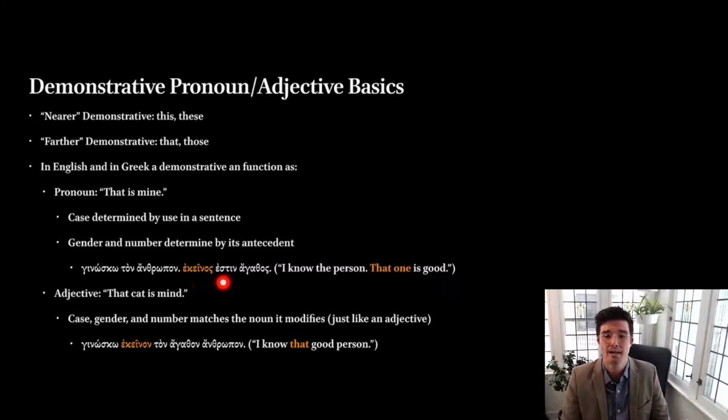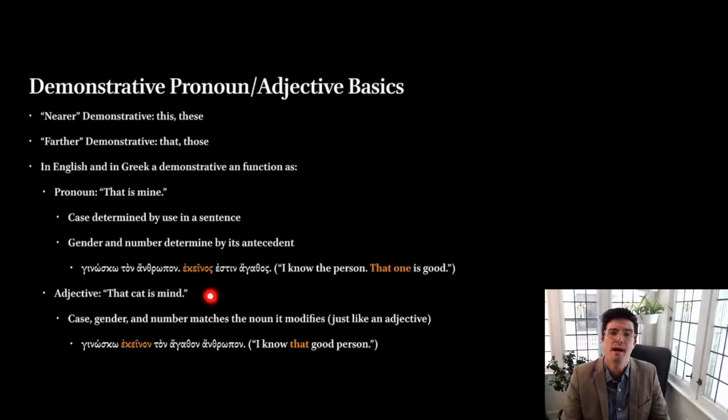That one is good. So when a demonstrative is being used as a pronoun, its case will change on the basis of its function in a sentence, but it will match its antecedent in gender and in number. So this is masculine singular, just like anthrōpon is masculine singular, though their cases differ from one another.